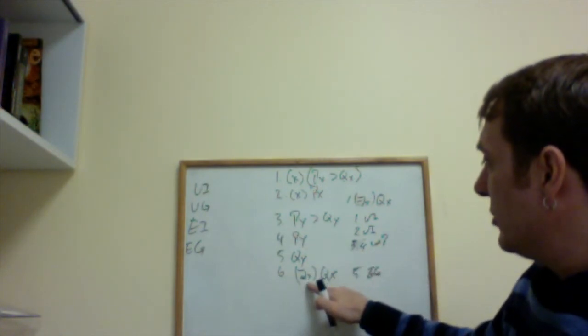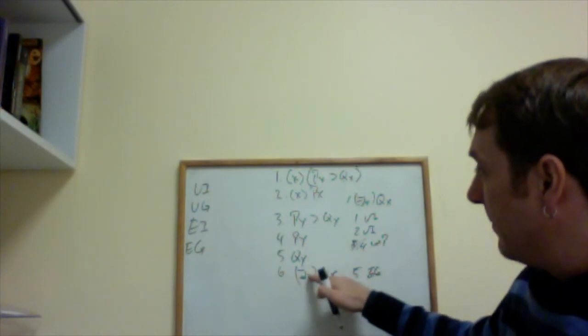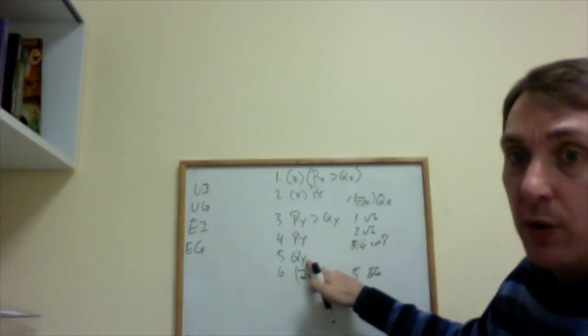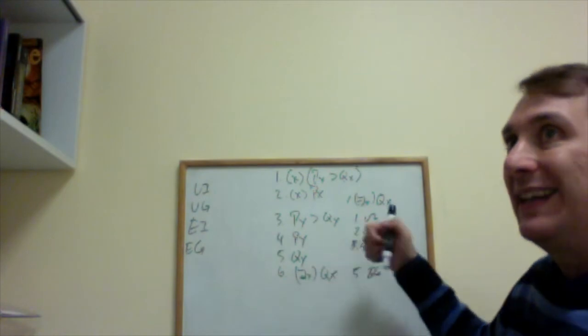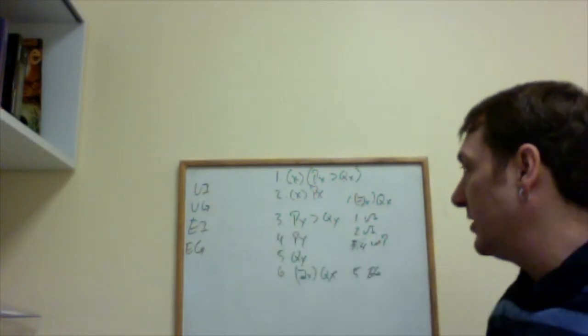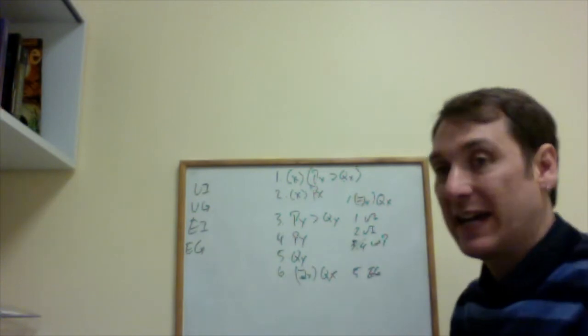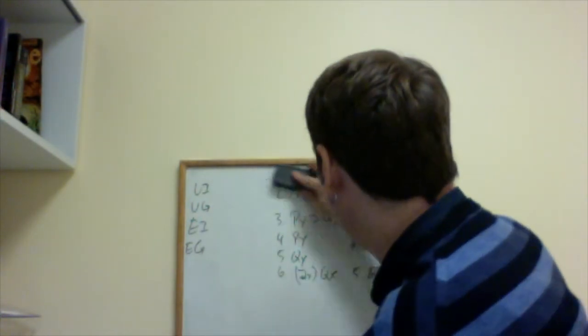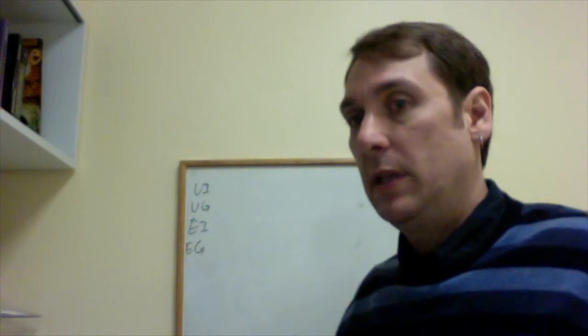So you can generalize existentially from a variable or a name or constant. It doesn't matter. Whereas for universal generalization, you can only do that from a variable and not a name. And that's, of course, a very important difference.